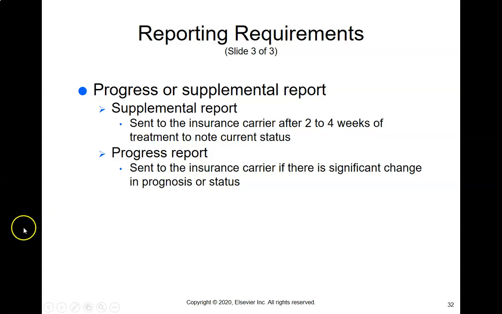Progress or supplemental report. The supplemental report is sent to the insurance carrier after 2 to 4 weeks of treatment to note current status. The progress report is sent to the insurance carrier if there is a significant change in prognosis or status. All reports should be copied in the patient's workers' compensation chart for the physician's file.